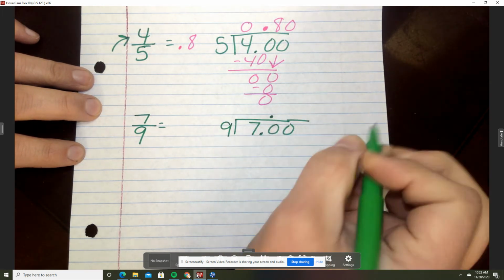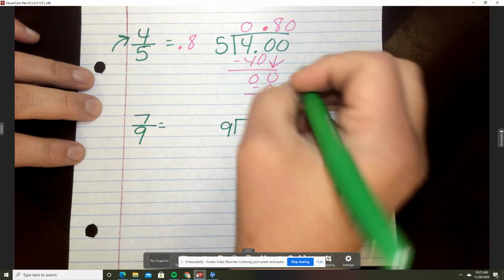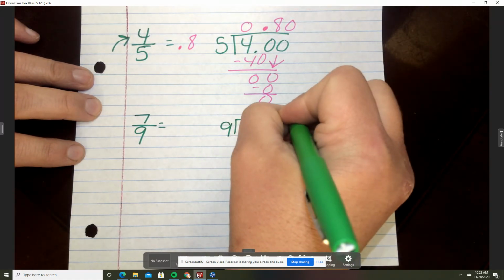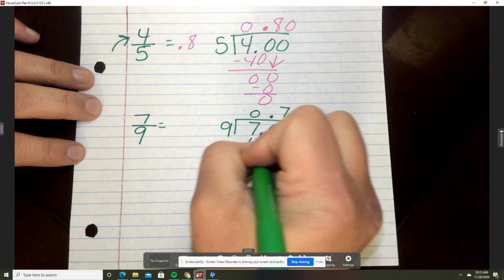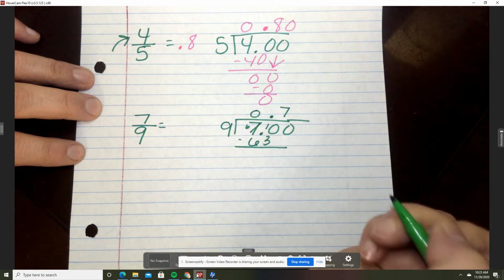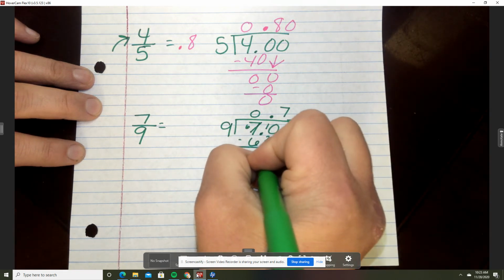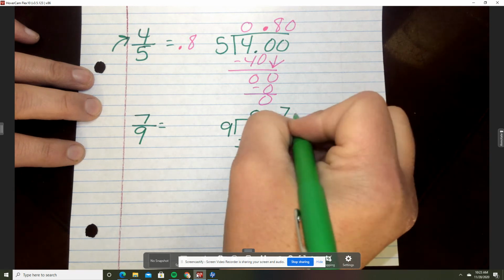Bring my decimal up. 9 goes into 7 0 times. 9 goes into 70 7 times. 7 times 9 is 63. And now we need to subtract that. And we can go on and borrow. 10 minus 3 is 7. Bring down your 0. 9 goes into 70 7 times.